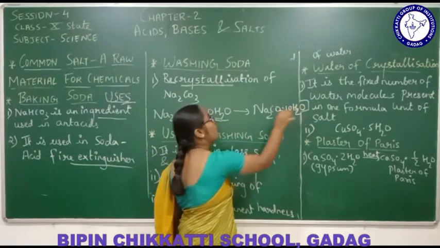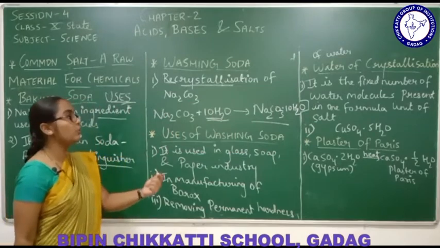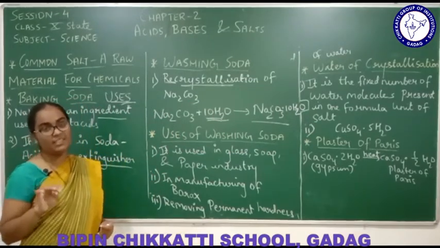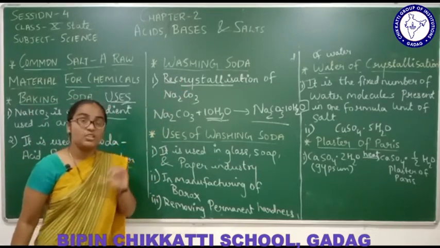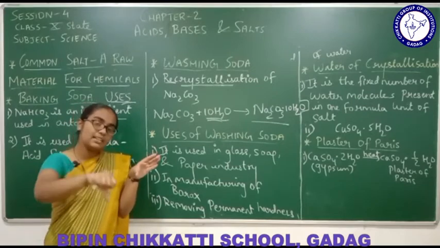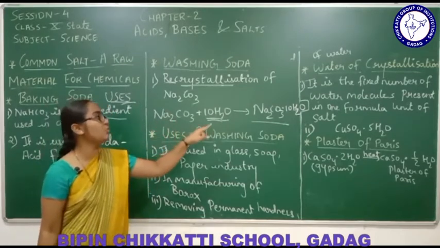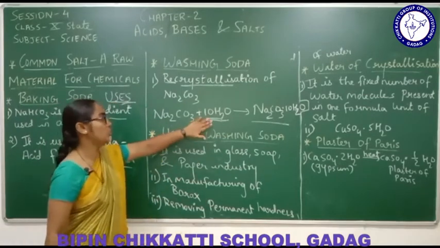So this is washing soda, whose molecular formula is Na2CO3 along with 10 water molecules, right? So what is this? It is a recrystallization of the sodium carbonate salt. In this sodium carbonate salt, when I add 10 water molecules, it will form washing soda whose formula will be Na2CO3.10H2O, right? So this is all about washing soda.